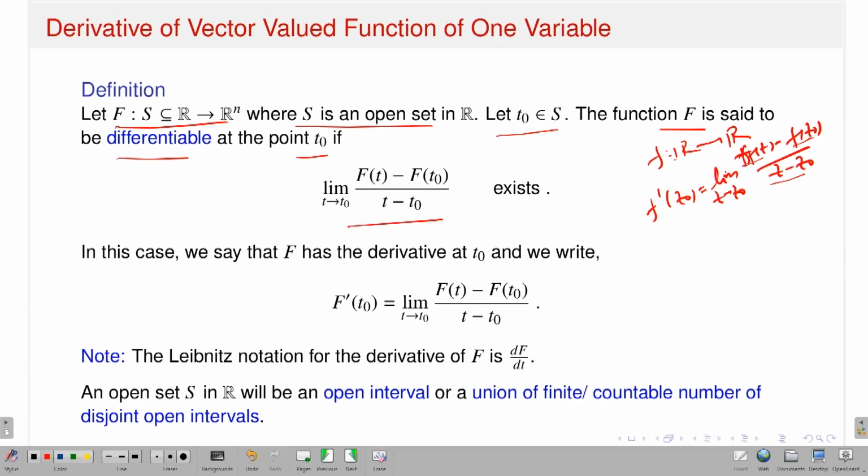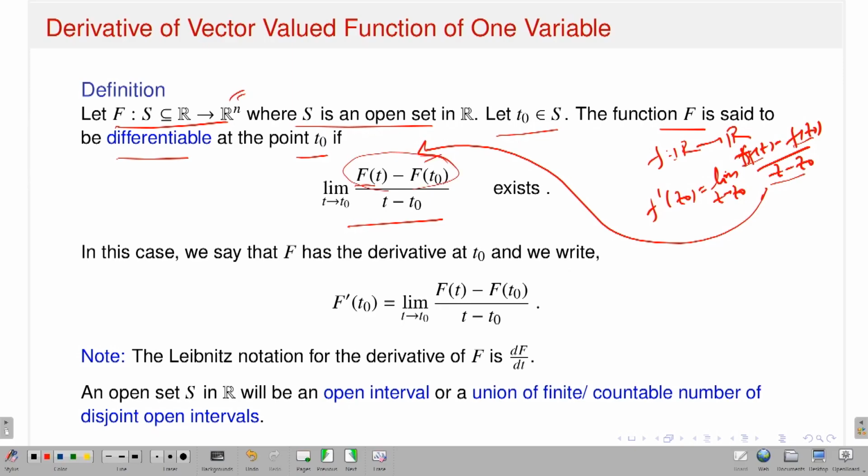What is that limit? Similar to the real setting, consider the quotient. Of course, one can ask whether the quotient makes sense. The answer is yes in this case. Why? Because capital Ft is a vector in Rn, capital Ft naught is a vector in Rn. So, Ft minus Ft naught is a vector in Rn.